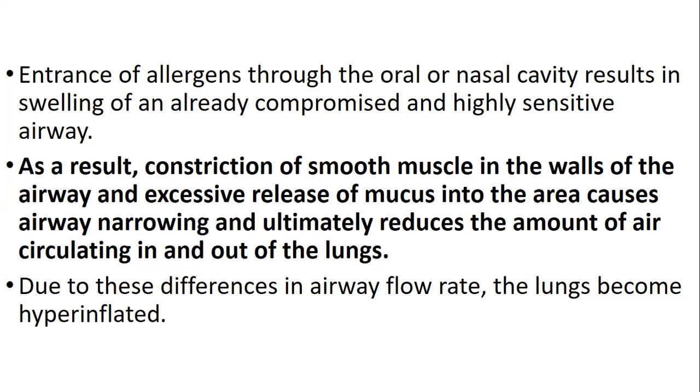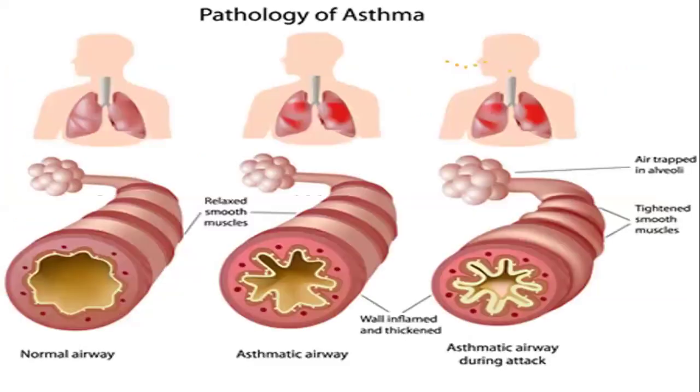Due to these differences in air flow rate, the lung becomes hyperinflated, in that breathing in is passive, but breathing out is not. If we follow what is in this picture here, this is how the normal airway is supposed to look like. The one which has asthma would look like this, because of continued bouts of asthma attacks. That is how it is going to look like.